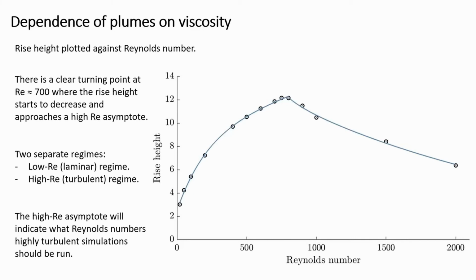At the lower end of the spectrum, the rise height appears to be approaching 0. But as the Reynolds number goes to 0, we know diffusion will dominate any advection, or indeed any other flow property, and we will simply be left with a diffusion problem.